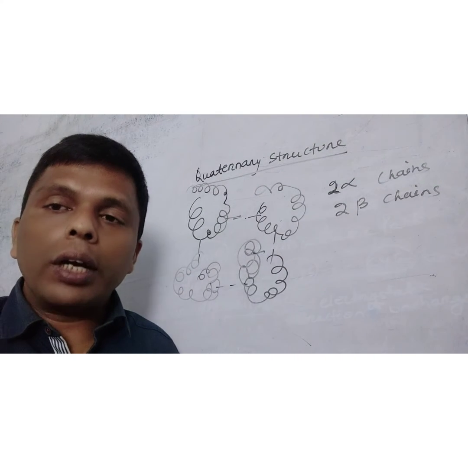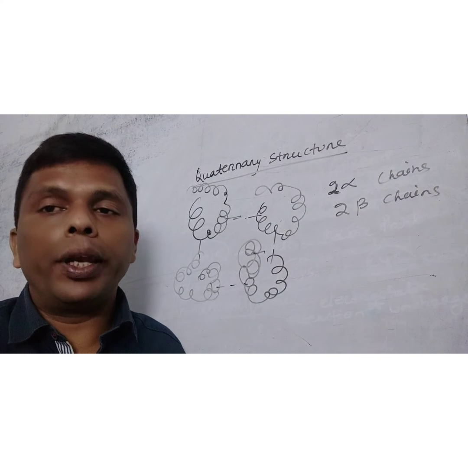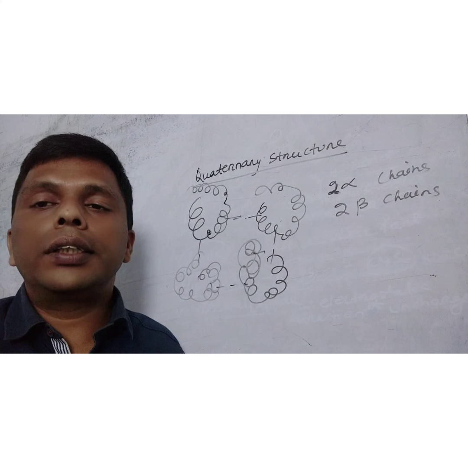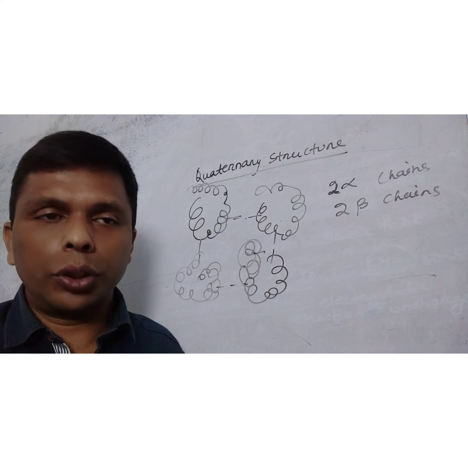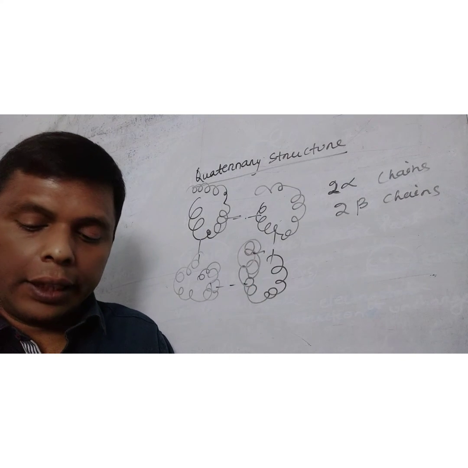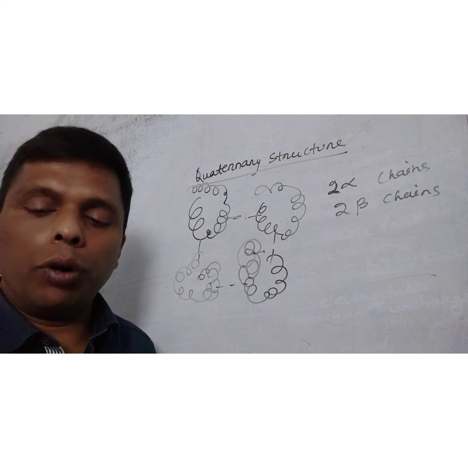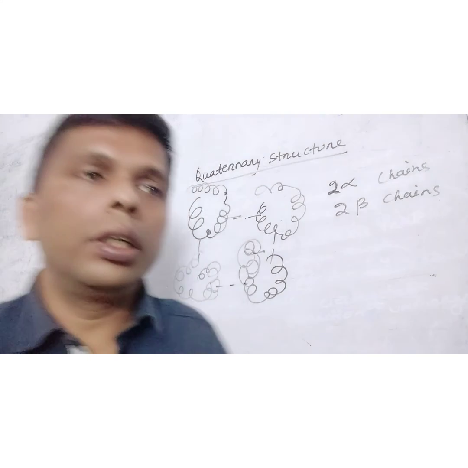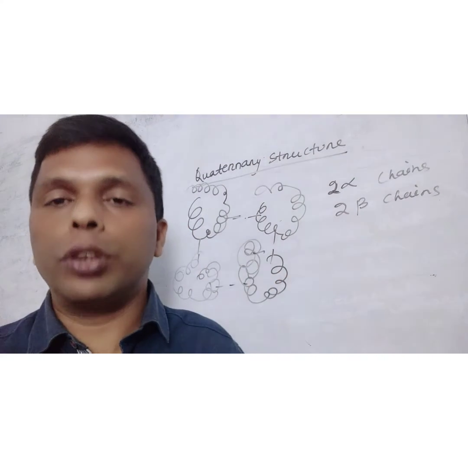So this quaternary structure, which is represented by hemoglobin here, is the folding of tertiary structures. There is no further complexity in the folding after quaternary. So it is all about the structure and conformation of protein.